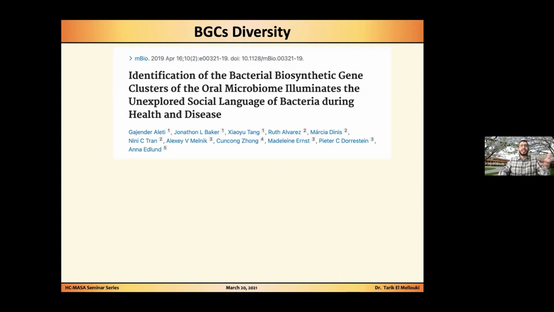This is just another two examples. So here in 2019, the identification of bacterial biosynthetic gene clusters. This is for the oral microbiome. And this was interesting because they discovered some novel molecules that allow the microbiome to communicate in the oral cavity.